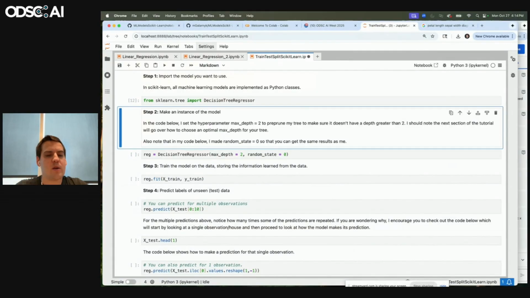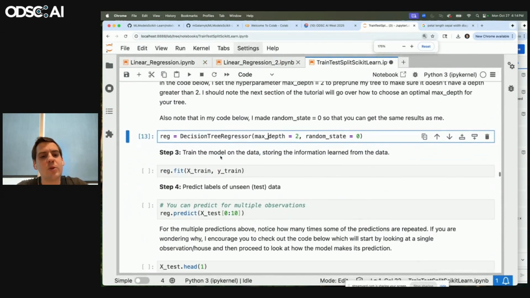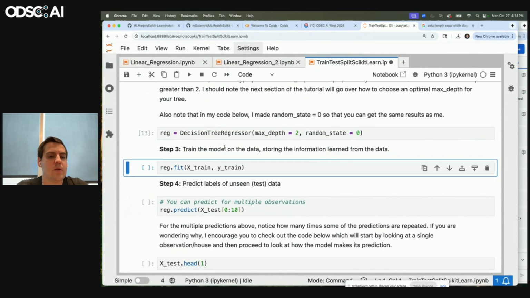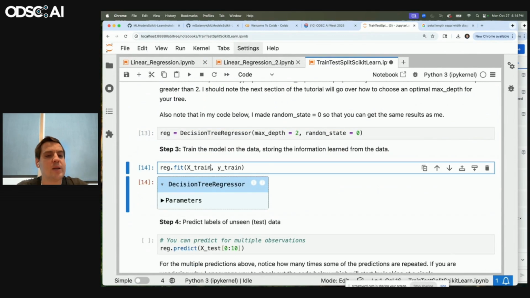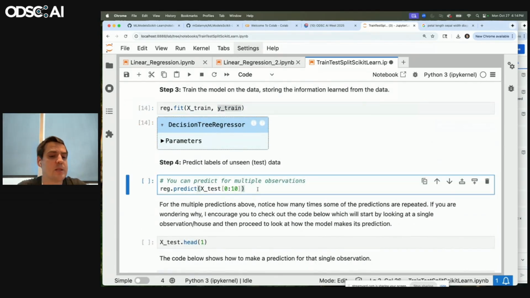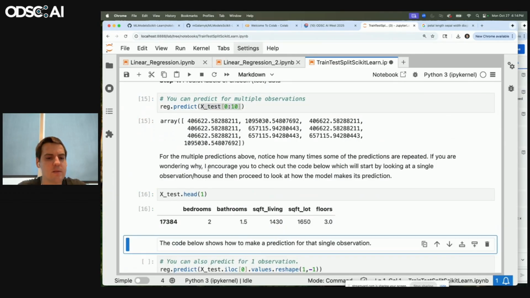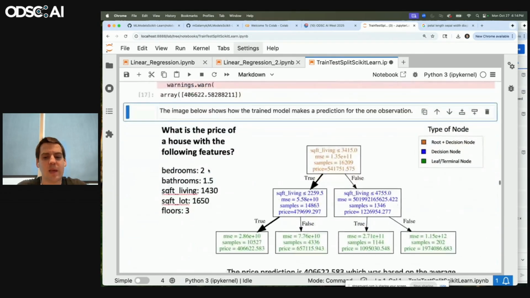So I import the model. I'm making an instance of the model. And then I'll train the model on the data, where it learns the relationship between my X train and my Y train. This is information about a number of bedrooms, bathrooms, or whatever for a given home price. It's learning that relationship. And then I can make some predictions based on that information. So for the next test, what we're really seeing here is something like this.